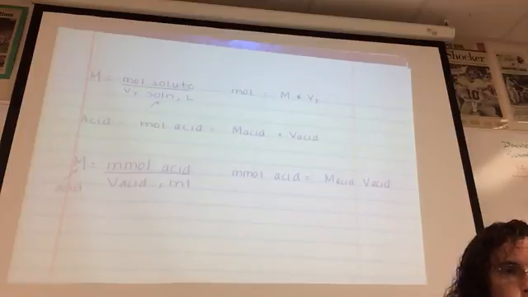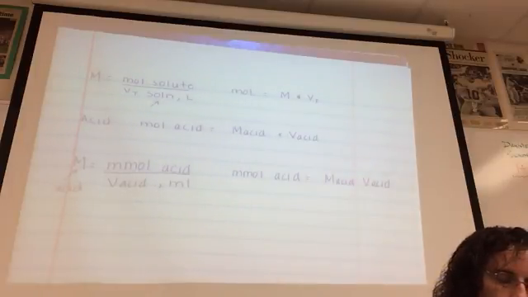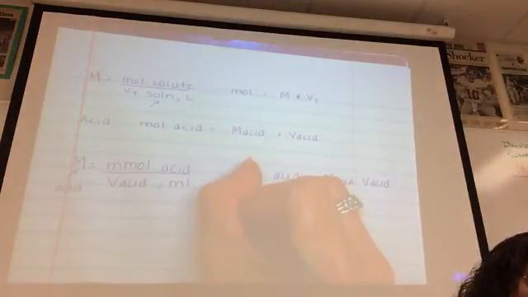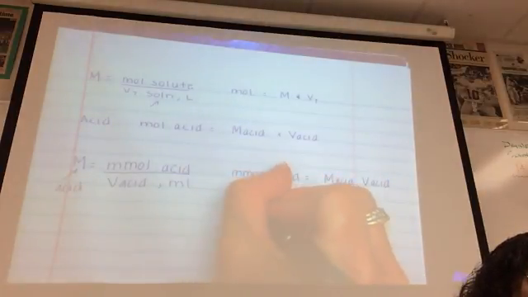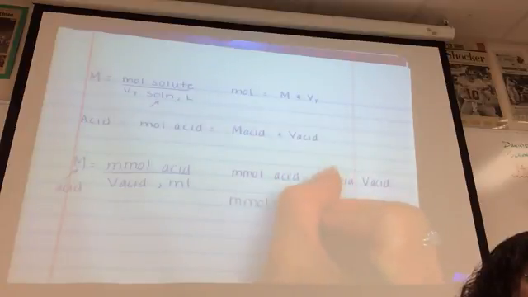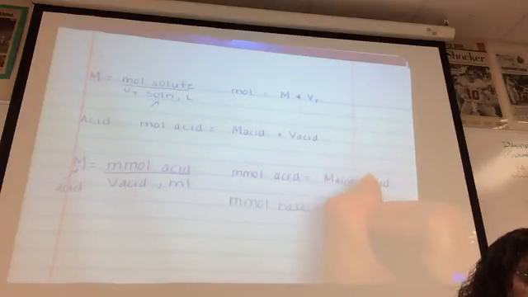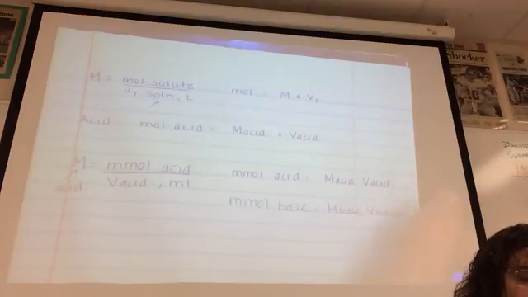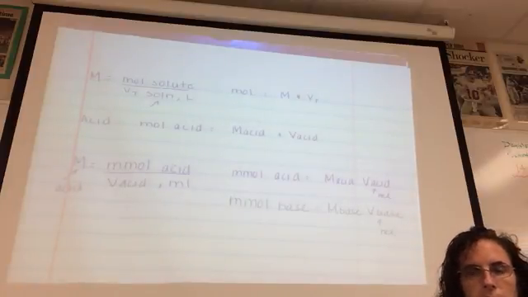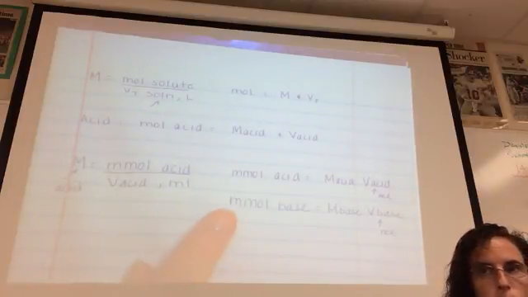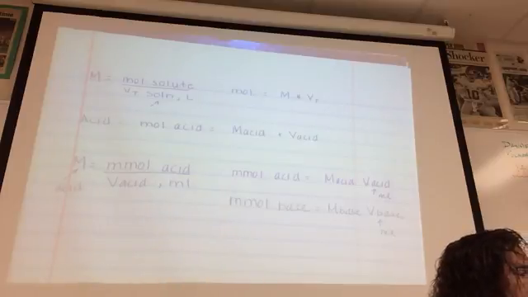Or if you were dealing with the base, it'd be the same type of setup. So millimoles of base would be equal to the molarity of the base times the volume of the base in mLs, okay? So if you're given mLs, sometimes it's easier to solve in millimoles, and I'll show you what I mean in just a minute.